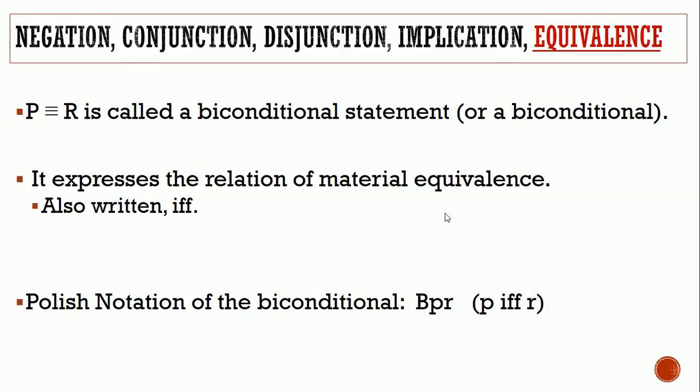All right, equivalence. P triple bar R is called a biconditional statement, or biconditional. It expresses a relation of material equivalence, if and only if. Polish notation of the biconditional, capital B, PR. So it's P if and only if R.